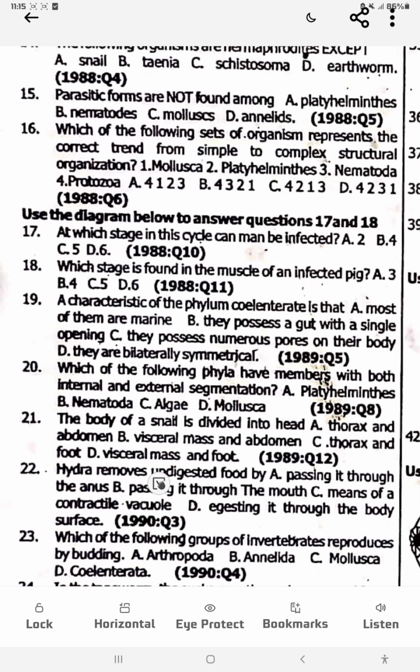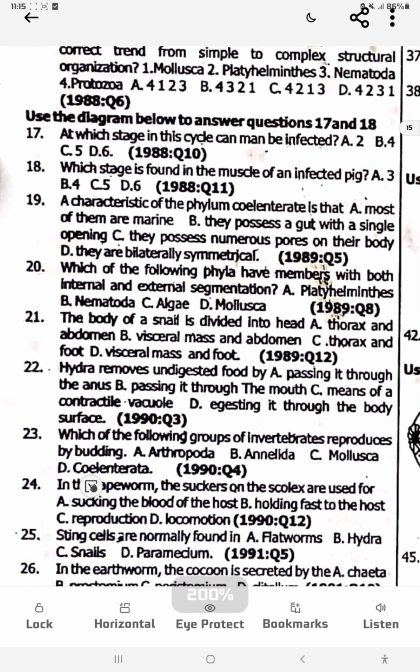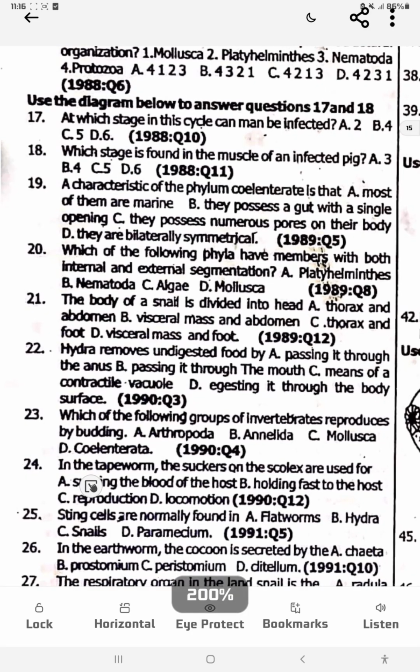Hydra removes undigested food by, remember, passing it through its mouth. 22 is option B. We touched it already. We said Hydra has no anus. Where will you take it, now you go and pass it out again. Alright. So continuing, in tapeworm, the suckers and the scolex are used for, remember, holding fast to the host. Option B. 24 is option B. 23. Okay? Wait, I didn't jump. 22. Hydra removes undigested food, passing it through the mouth.